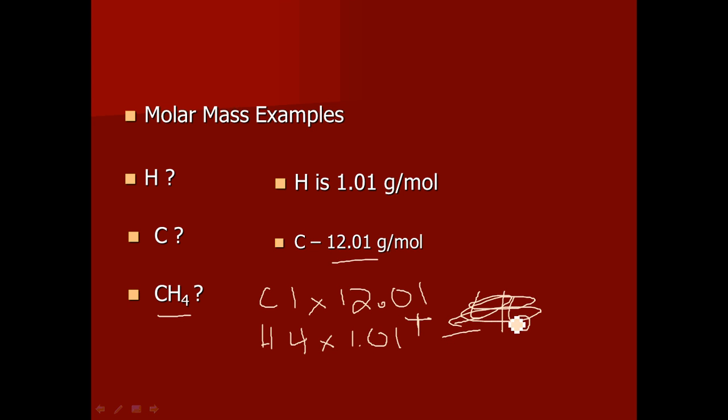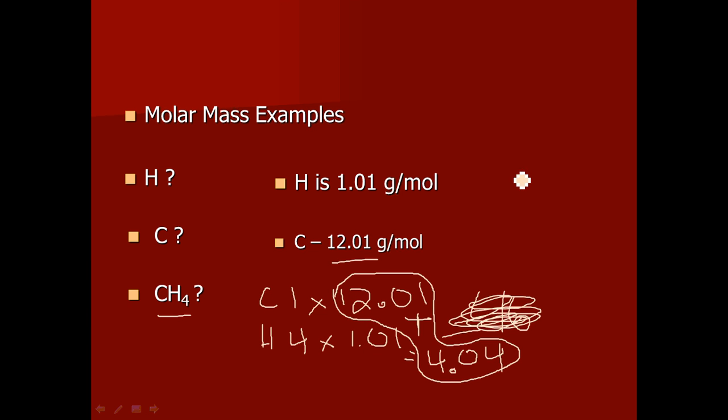Well, that means that when I add these up, or excuse me, I'm ahead of myself here. I'm going to take 4 times 1.01, and I'm going to get 4.04. Sorry, I apologize about that. So you got 4.04, and now we're going to add these two numbers up. Okay, so now when I add 12.01 and 4.04, you're going to get 16.05, right? Grams per mole.